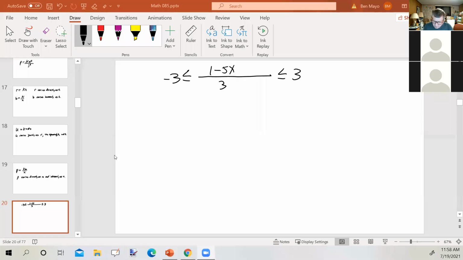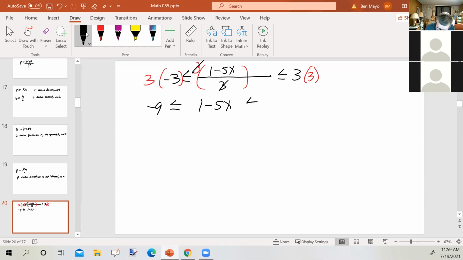I'm going to go back there. All right, so I've got 3 pieces here, and anything I do to the middle piece, which is where x is, I have to do to the outside pieces. I want to clear that fraction in the middle, so I'm going to multiply the left side by 3, the middle by 3, and the right side by 3. That's going to give me -9. Inside, the 3 here and the 3 here are going to reduce down to 1 minus 5x, and then 3 times 3 is 9. Are we okay with that so far? Yes. All right. The next thing I'm going to do is subtract 1 from each of the 3 pieces. -10 less than or equal to -5x less than or equal to 8.